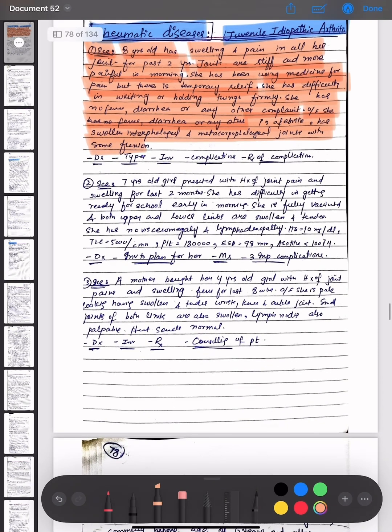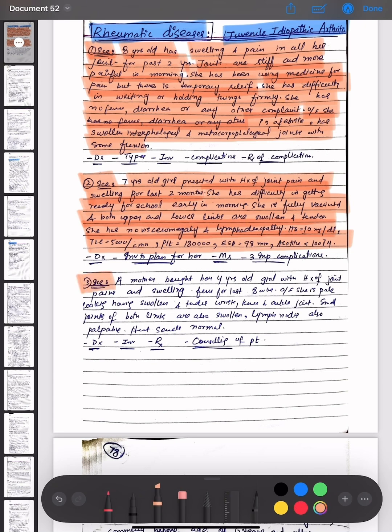Now, another scenario is a 7-year-old girl presented with a history of joint pain and swelling for the last 2 months. She has difficulty in getting ready for school early in the morning. She is fully vaccinated and both upper and lower limbs are swollen and tender. She has no visceromegaly and lymphadenopathy. Hb is 10 mg per dl, TLC is 55,000, platelets 1 lakh 80,000, ESR 98 and ASO titer is 100. Okay, so what is the diagnosis, the investigation plan for her, the management and the 3 complications?